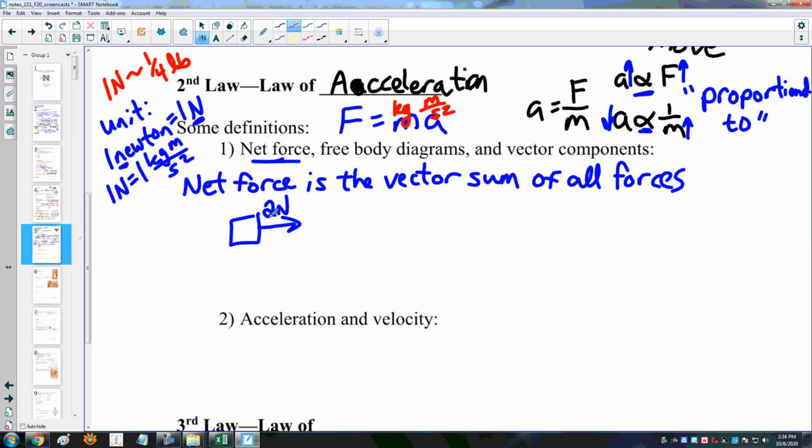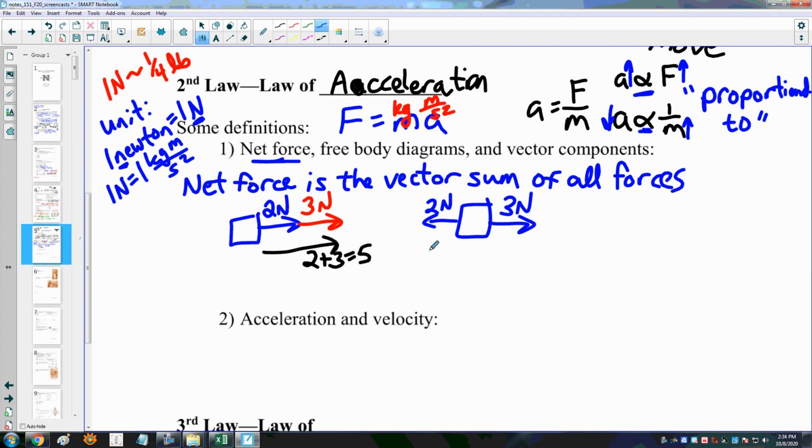So let's return to our block over here. I have a 2 newton force to the right, and then I also have a 3 newton force. Now, if I put those two forces together, they will have a net vector. That will be 2 plus 3 equal to 5. However, if I have a similar block, and I have a 3 newton force in this direction and a 2 newton force in this direction, in this case, the sum of those forces would be 3 newtons minus 2 newtons, and that's equal to 1 newton.